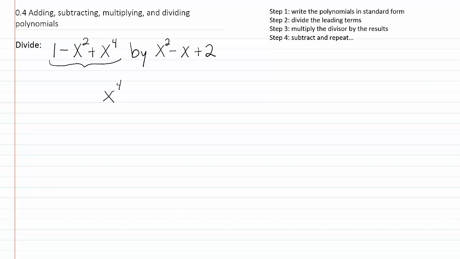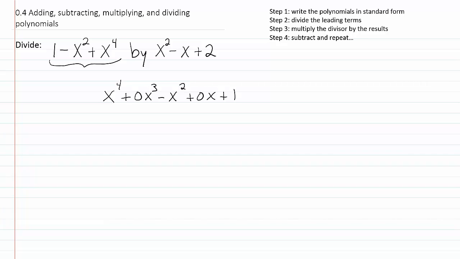So I have x to the fourth here as my first term. I'm going to put a plus 0x to the third in. That's just a placeholder because I don't have an x to the third quantity. Then I'll have minus x squared, and then I'm going to put a plus 0x and then plus 1. Now you're not required to do that, but if you do it, it's going to make some of the work when you're doing the division a little bit easier sometimes.